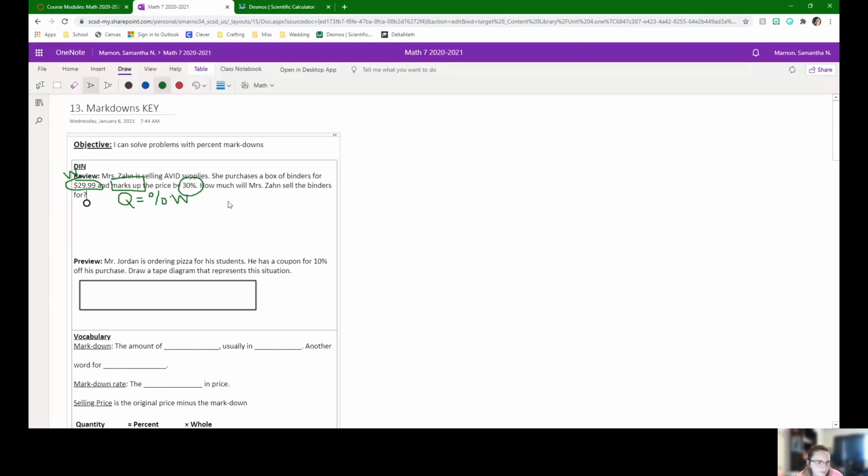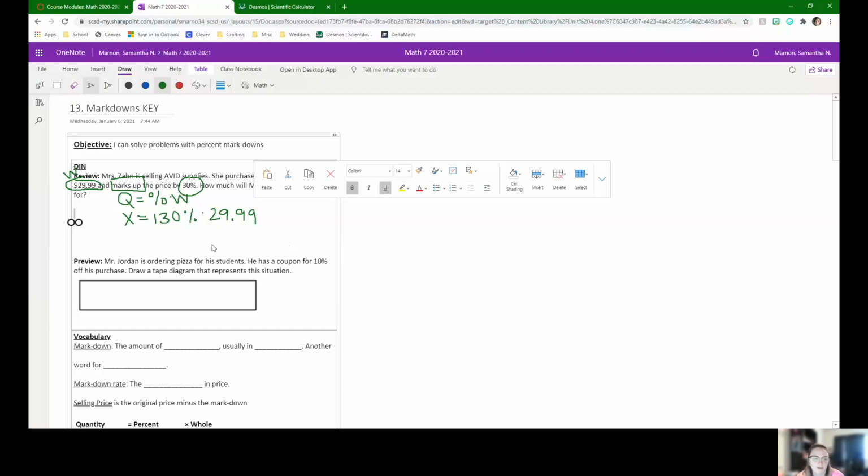So quantity equals percent times whole. I want to find what the selling price is. My percent, I'm going to use 100 plus the markup rate. So I'm going to use 130% times the whole, which is $29.99. So this is going to tell me all in one step what the selling price is.